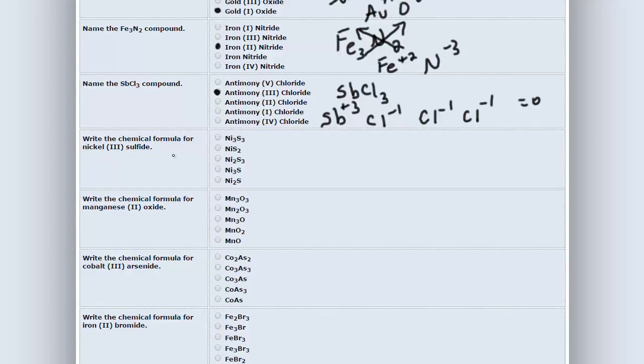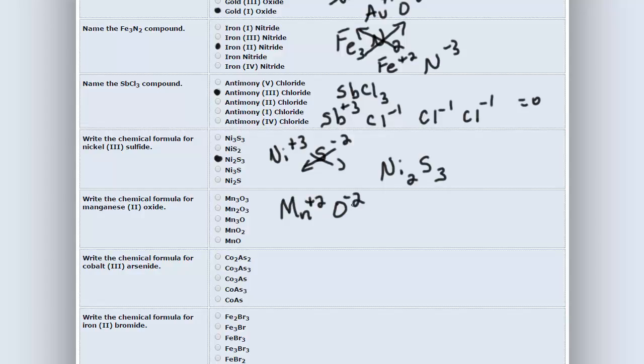Write the chemical formula for nickel 3 sulfide. So nickel 3 is nickel with a +3. Sulfide has got a -2 charge. Do that little crisscross game, and we got Ni2S3. Write the chemical formula for manganese 2 oxide. Manganese 2 is a +2, oxide -2. Now if we played the crisscross game here, we'd get Mn2O2, and you'll remember you'll need to reduce. So we'll say MnO.